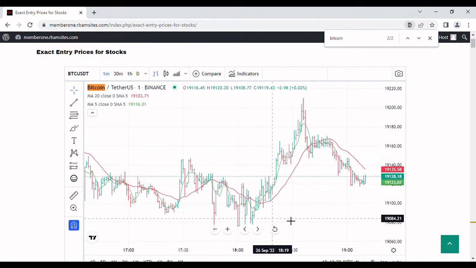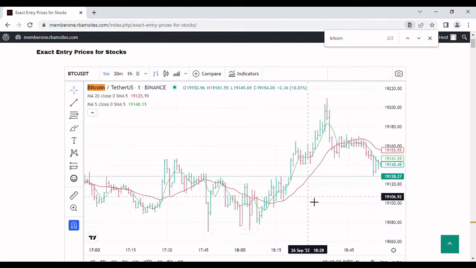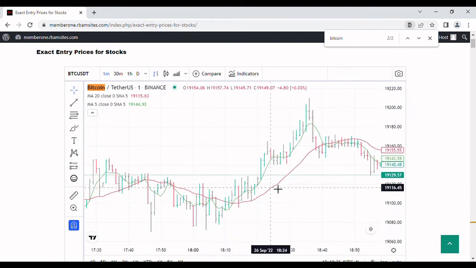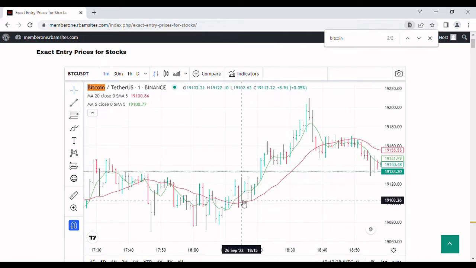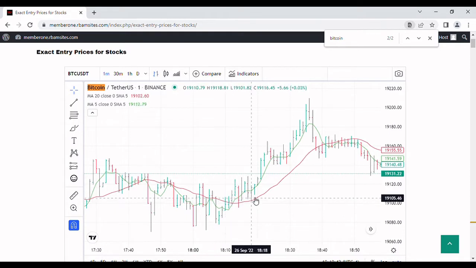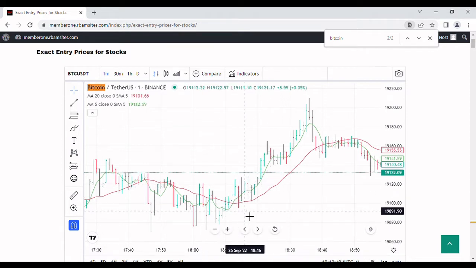Now, what we're looking for is a setup, and we're going to get an exact entry price. So let's take this right here. We want to buy. The first thing we're going to do is look for the 20-bar moving average to be trending up. We do not want to do this when it's going down. I'll show you how to short in a minute. But we're looking to buy, so we want this to be going up. So worst case, flat to going up is what we're looking for. So let's go right here.